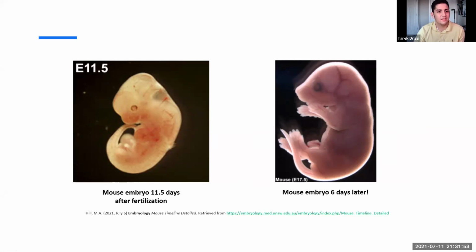Like, how does the embryo organize itself? How can this occur autonomously without any external signals?